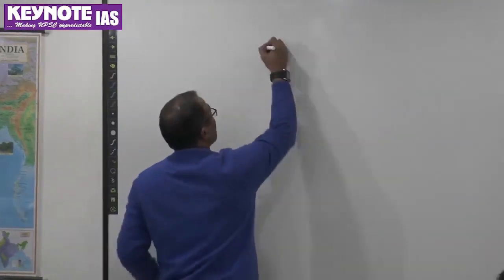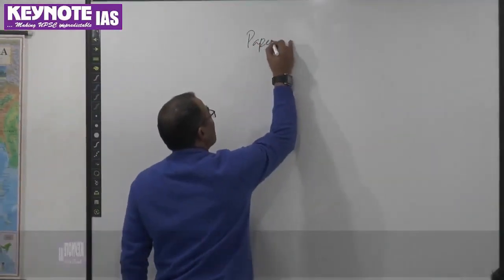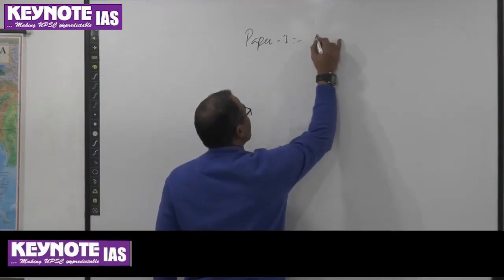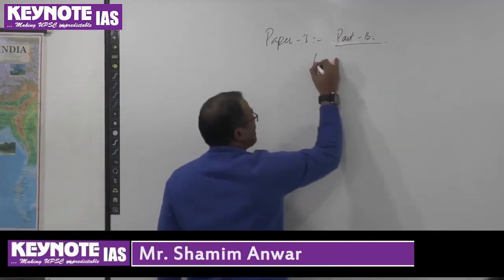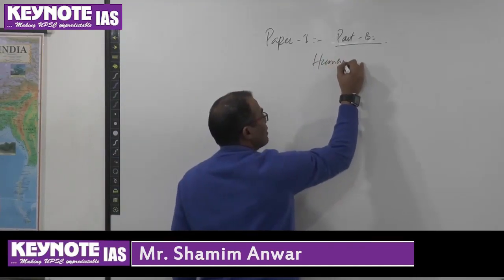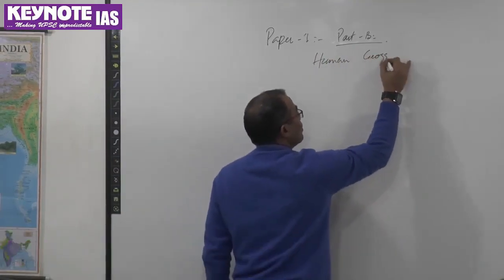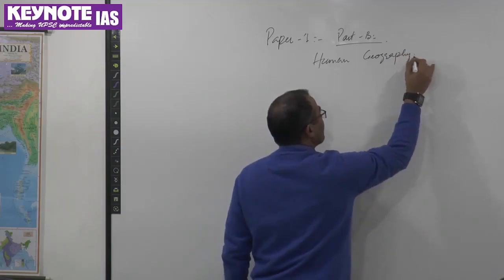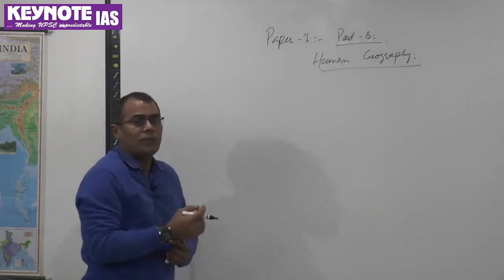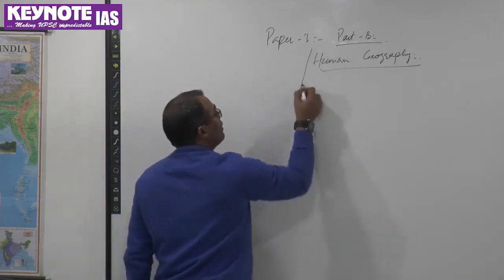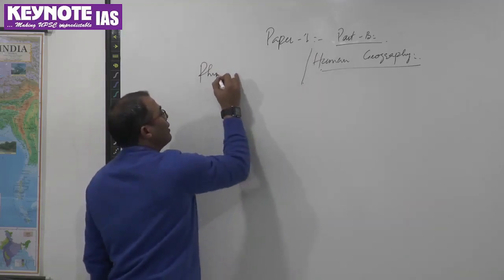We are going to start paper 1 part B. That is basically the major term is human geography. Now in the broader perspective, first we'll try to differentiate between physical geography and human geography.